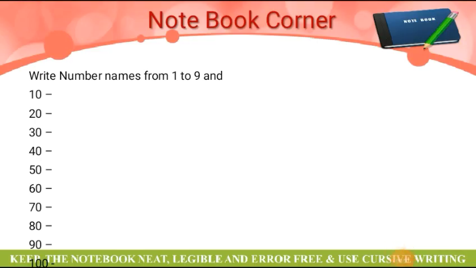Children, this is your notebook corner. Here in your notebook you write number names from 1 to 9. So spellings of 1 to 9 you write first. Then you write 10, 20, 30, 40, 50, 60, 70, 80, 90 and 100 spellings. Okay, that you write in your notebook. This is for your revision and practice.